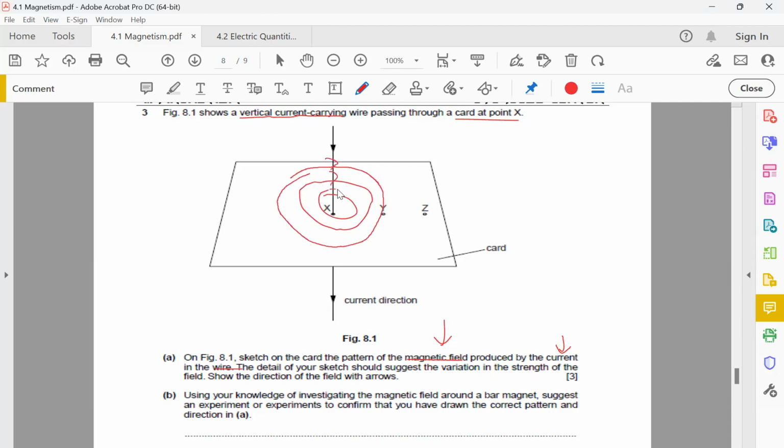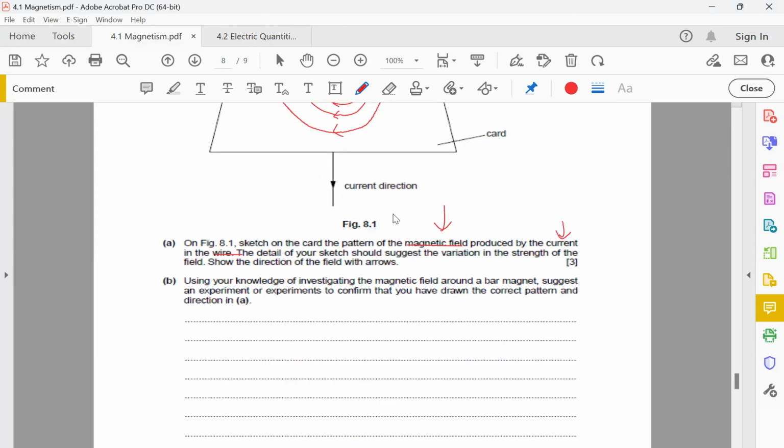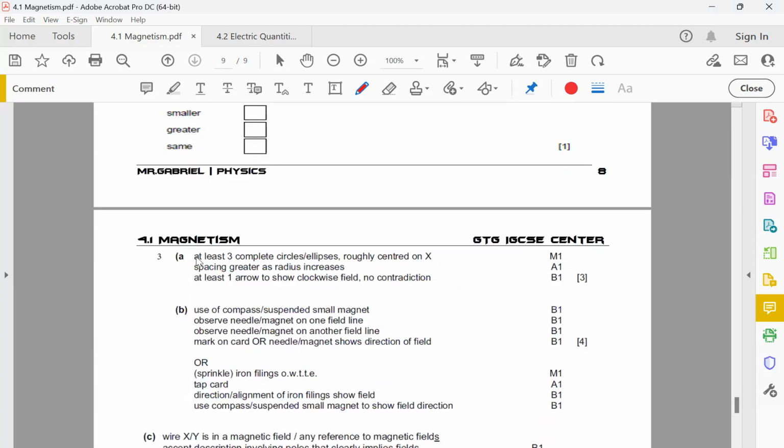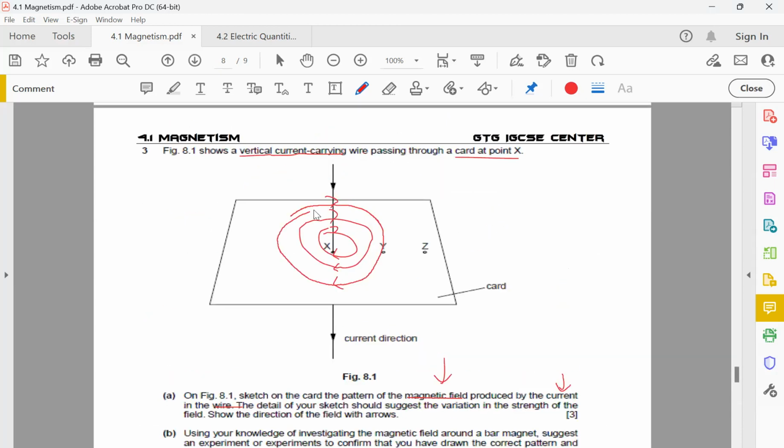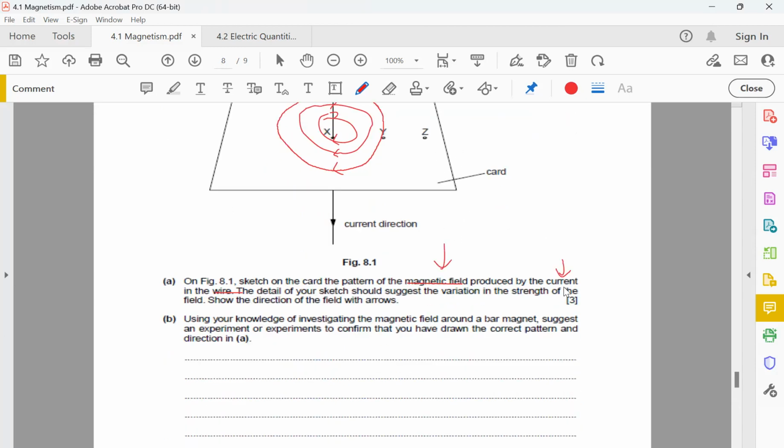the clockwise direction, right? And when you draw these magnetic fields, guys, you are required to draw at least three of it. At least three, as you can see from the mark scheme here, at least three complete circles, right? Spacing is greater as the radius increases. At least one arrow to show that it is a clockwise direction, right? No contradictions. Meaning to say, you can't draw one that is towards the right and then one towards the left and then one towards the right. I mean, it's psychotic, right? Obviously. So these are our criteria, and bam, 3 marks.